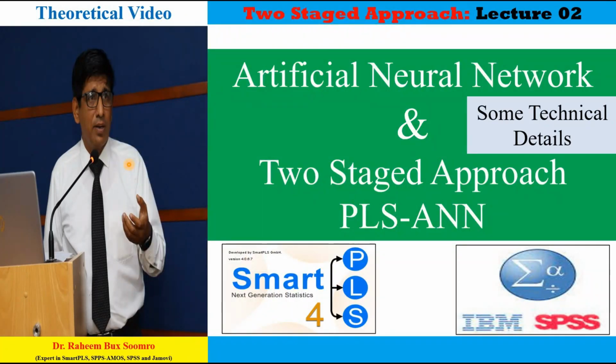This lecture number two is basically about understanding some technical details about the two-stage approach. As I already told you in lecture number one, the two-stage approach involves two different approaches. One is the artificial neural network, and it is a two-stage approach, so there is a combination of these two approaches. That's why we call it a two-stage approach. Some technical details are very important for us to understand before applying especially the ANN network. So let's start to discuss these technical details.